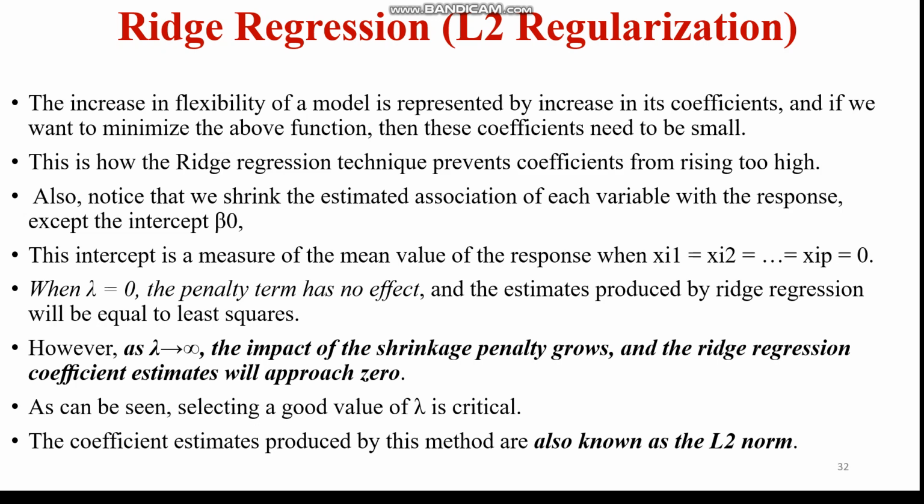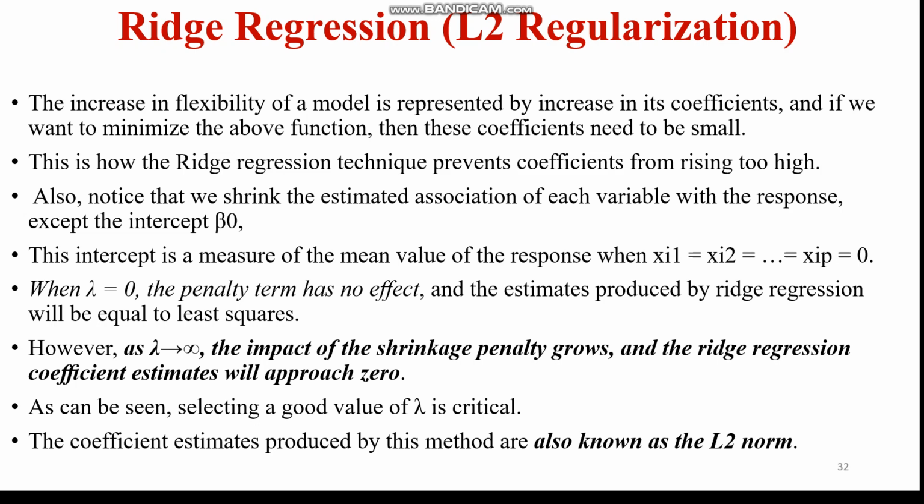Ridge regression technique prevents the coefficients from rising too high. It will keep them under control. It will not let them rise too high, and the problem of overfitting will be removed by using that. So the intercept is a measure of the mean value of the response when these values are taken.